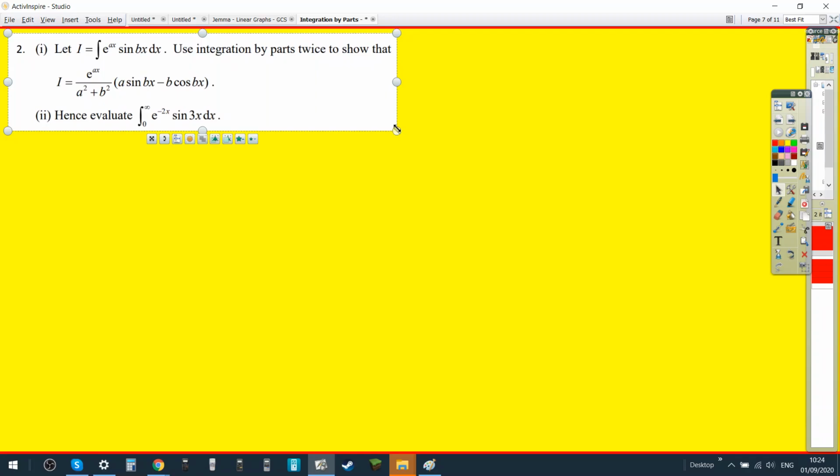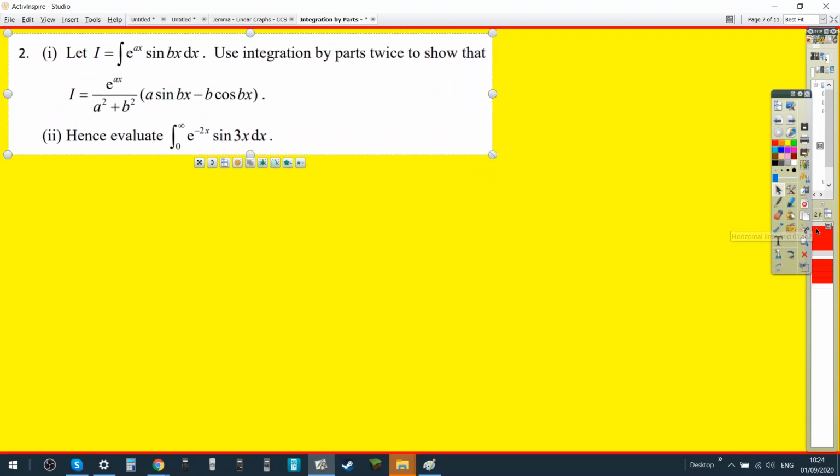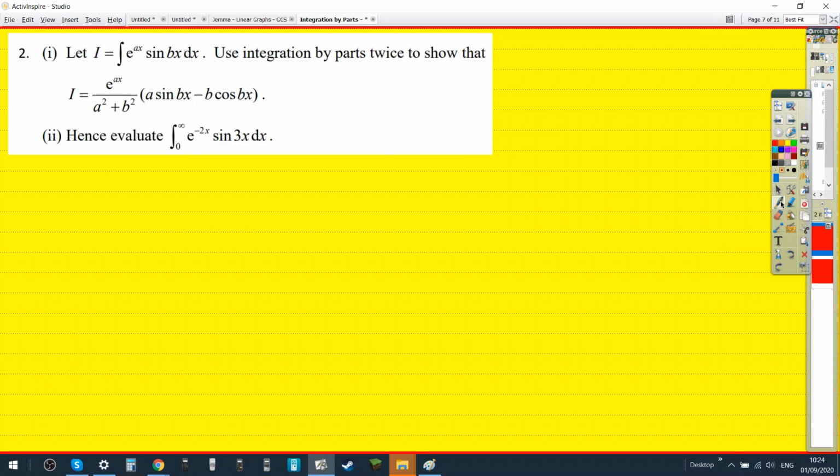Okay, this looks really complicated. By parts twice. Okay, so I guess you do u is equal to e to the ax, and then dv by dx is sine bx.